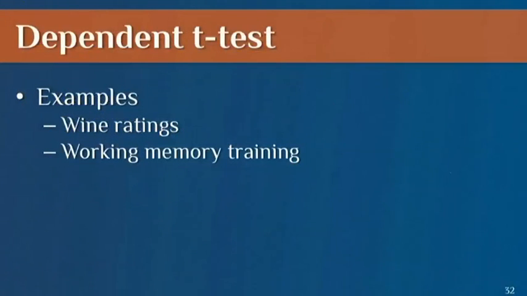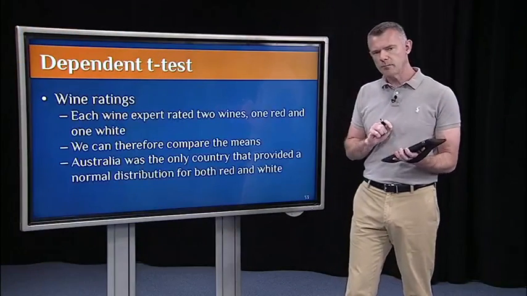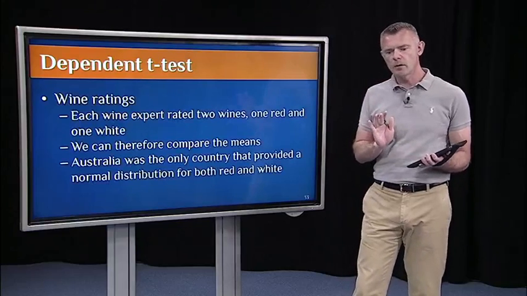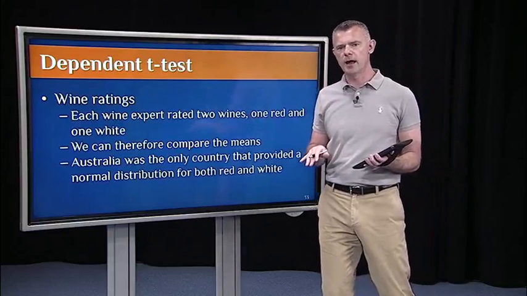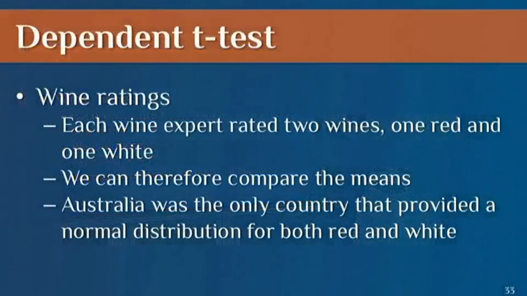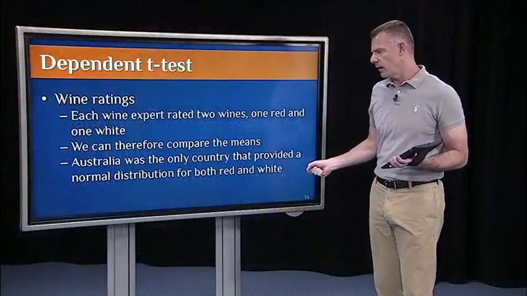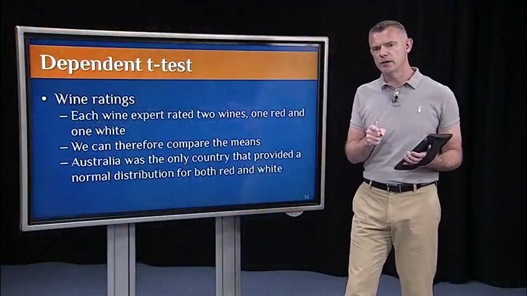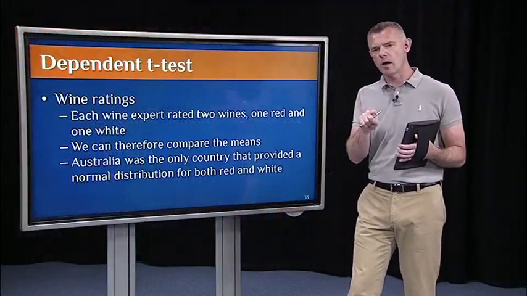So to illustrate the dependent t-test, I'm going to walk you through two examples that we've used already in the course. First, wine ratings, and then the working memory training experiment. So let's look back at the wine ratings. If you remember, we had wine experts from 4 different countries, right? And each wine expert rated 2 wines, 1 red, 1 white. So since we have 2 scores from each individual, we could do a dependent t-test to see if there's a significant difference in the mean ratings of red versus white. Now, we're going to do that on the Australian ratings because Australia was the only country that produced a normal distribution in the white wine ratings.